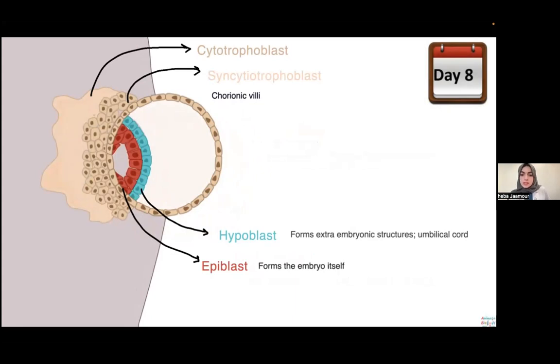The hypoblast forms extra-embryonic structures, and again, I'm not really worried about that for now. What I want you to focus on is the changes that happen in the epiblast, which forms the embryo itself. This is at the end of the first week. As you can see, it says day 8.